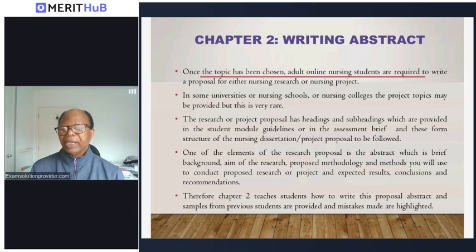So, as I said, one of the elements of this research proposal is going to be the abstract. Now, the abstract is a brief background to the topic that you have chosen. So, the importance of this topic. Why do you actually want to do research in this particular topic? Why is this topic worth doing research in? Now, in health, the importance of the topic is different, not even slightly, but different from when you're talking about business.